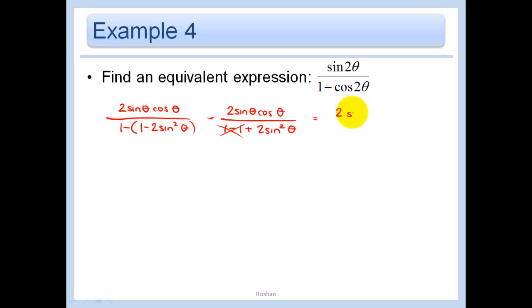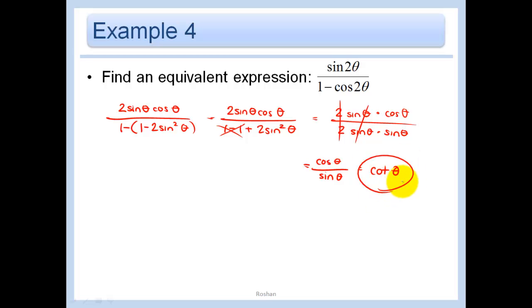I have 2 sine theta times cosine theta. And then I have the 2. And then I'm just going to write it as sine theta times sine theta, because that's what sine squared theta is. The reason I did that was because I wanted the 2's to cancel out and I wanted the sine thetas to cancel out. And so I'm left with cosine theta over sine theta, aka cotangent theta.